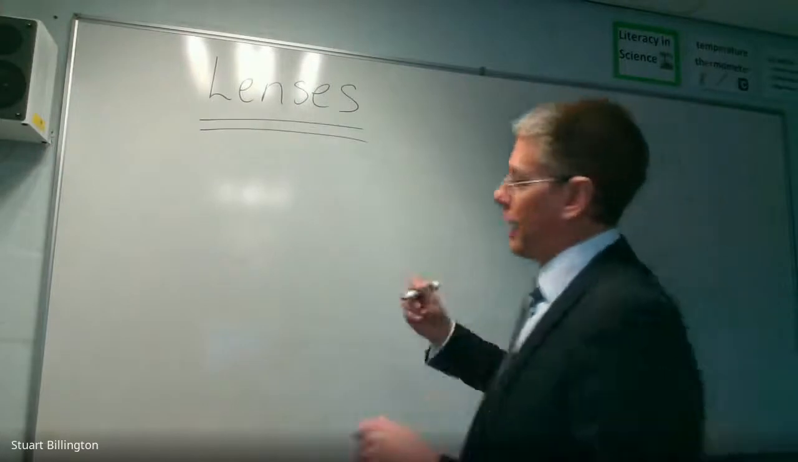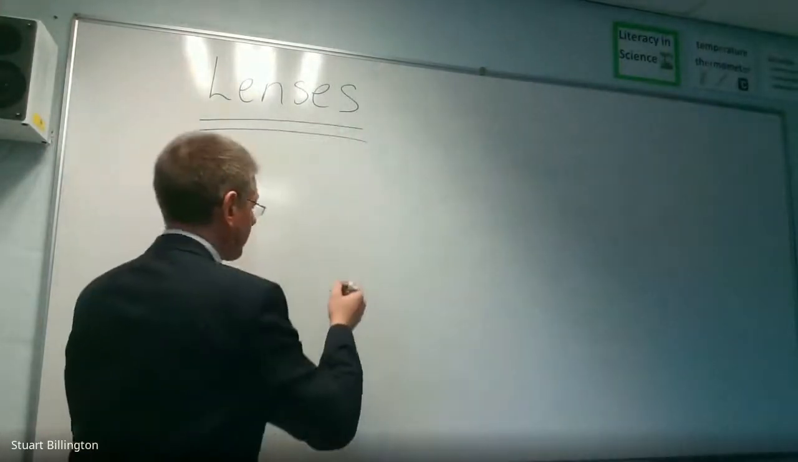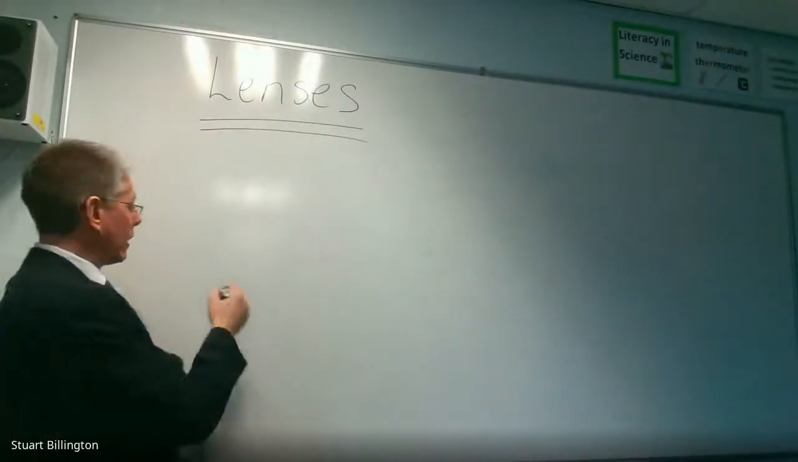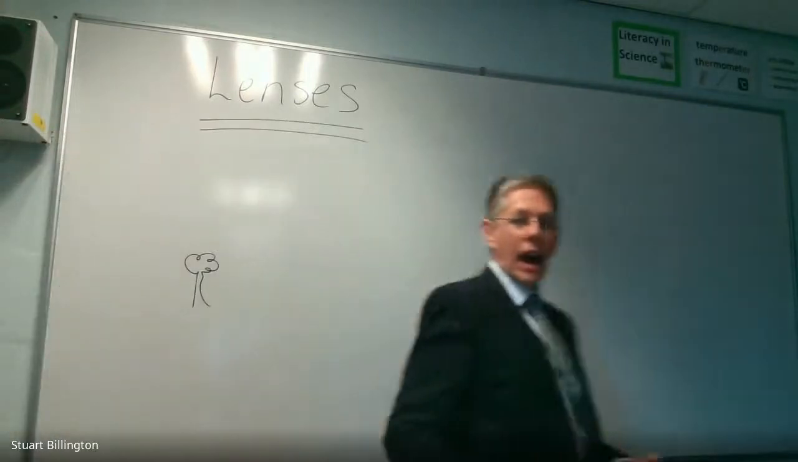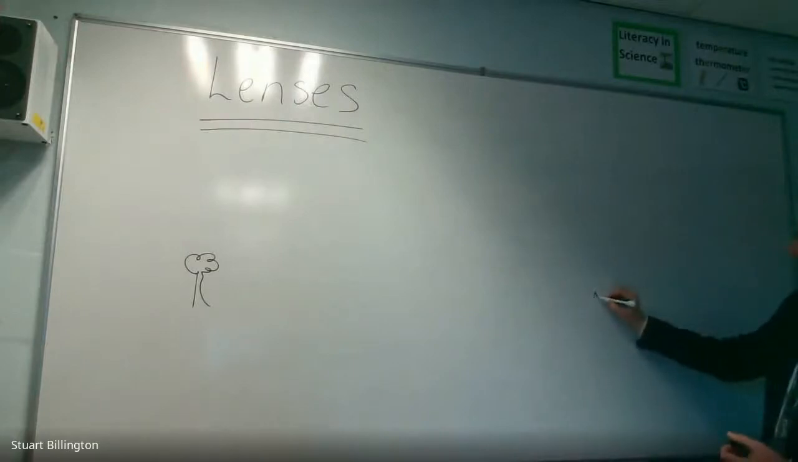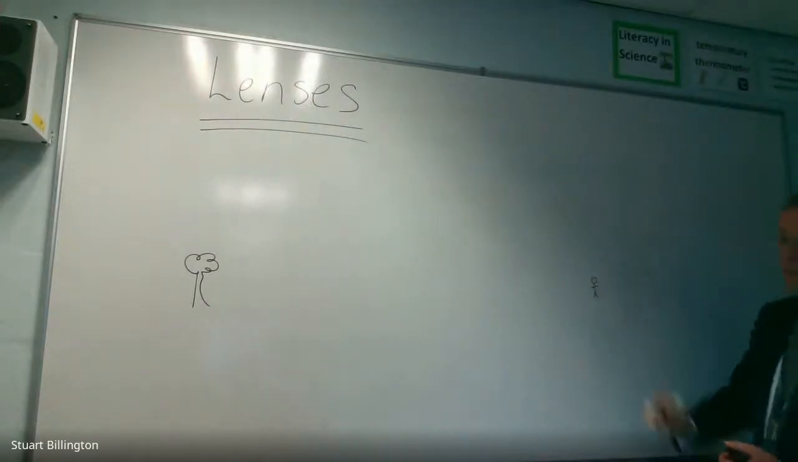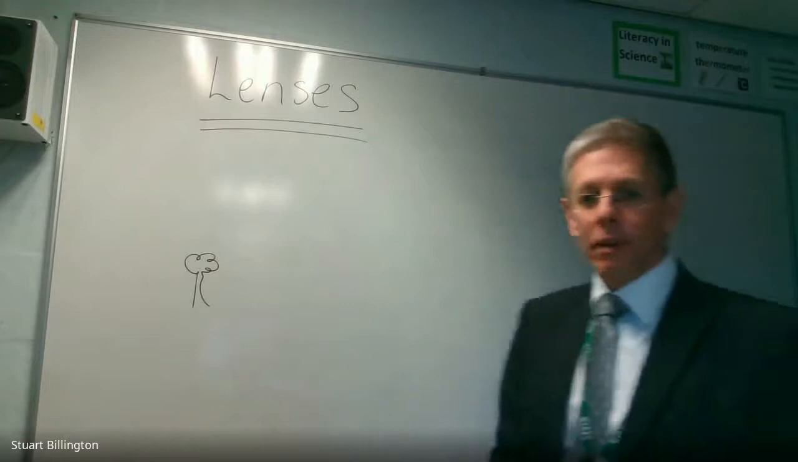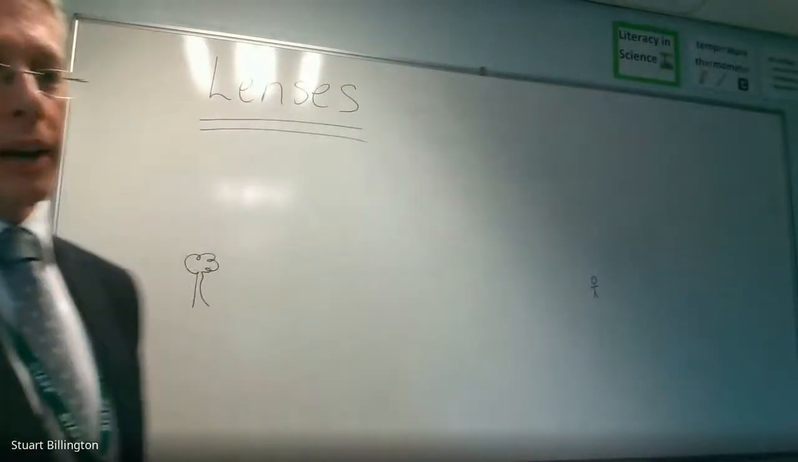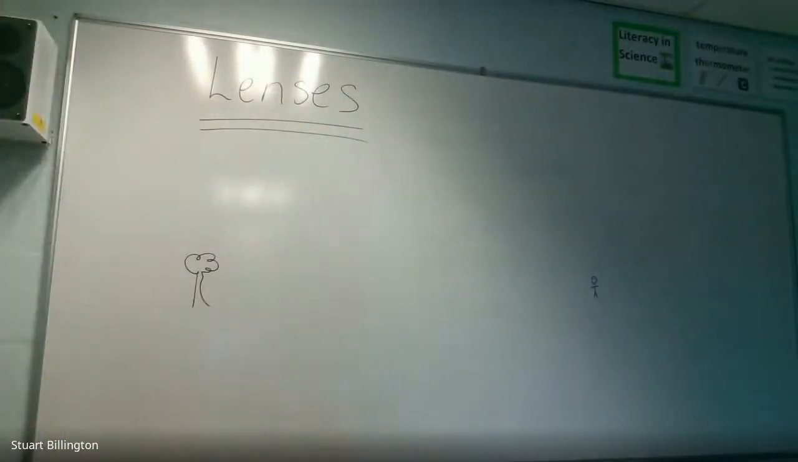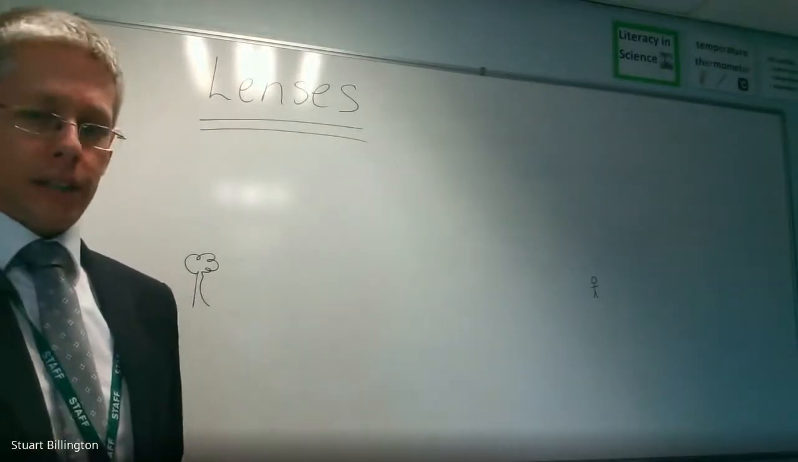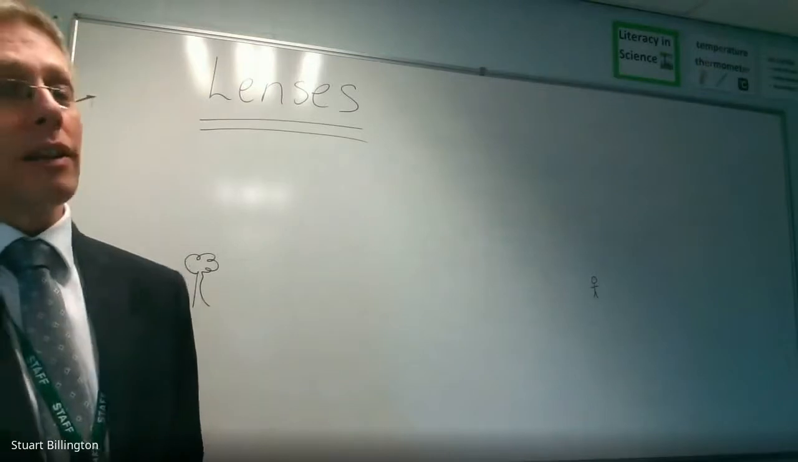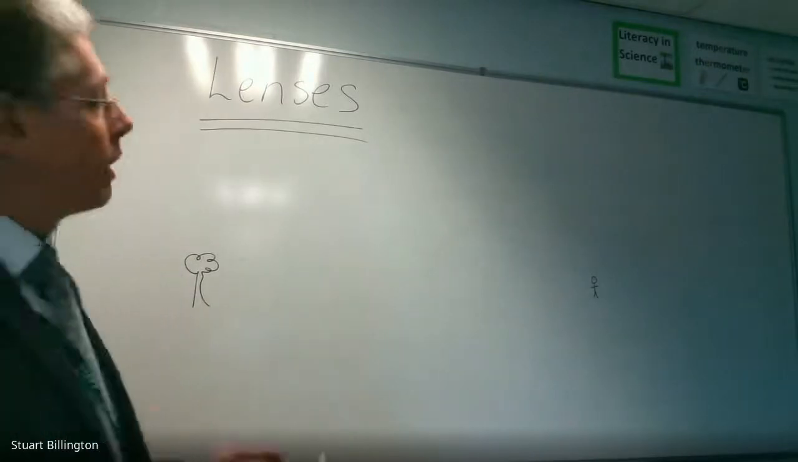So imagine that we're looking at something a long way away. So I don't know, there's a tree over there and we're over here. I've deliberately drawn that really far away and really tiny to give you the idea that the rays of light that we see are practically parallel coming from the tree. So how can we see that?